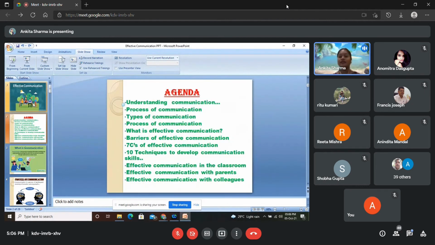The agenda for today is understanding communication, the process of communication, types of communication, then what is effective communication, then the barriers to effective communication. Then we are going to discuss the 7 C's of effective communication. Then we'll discuss the 10 techniques to develop communication skills and how to communicate effectively in the classroom, with parents and with colleagues. So let's get started.